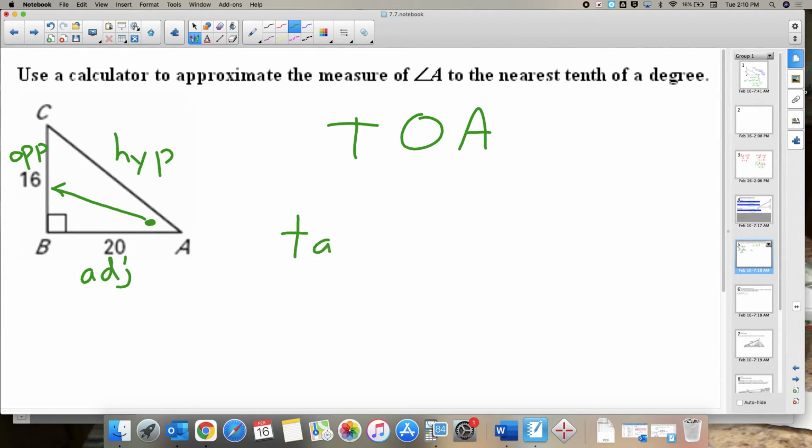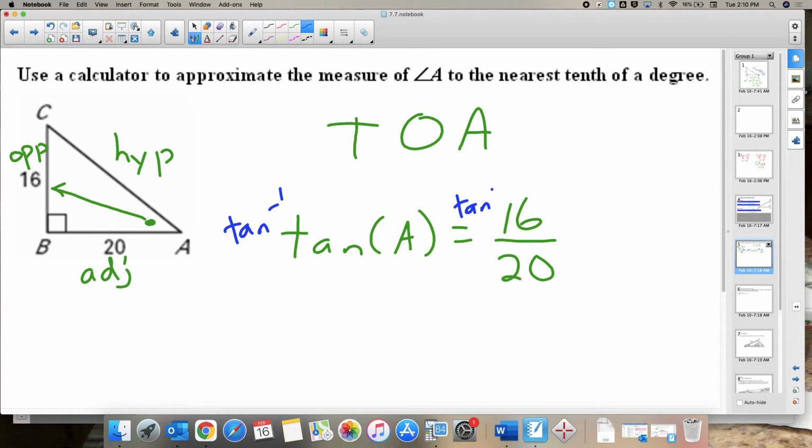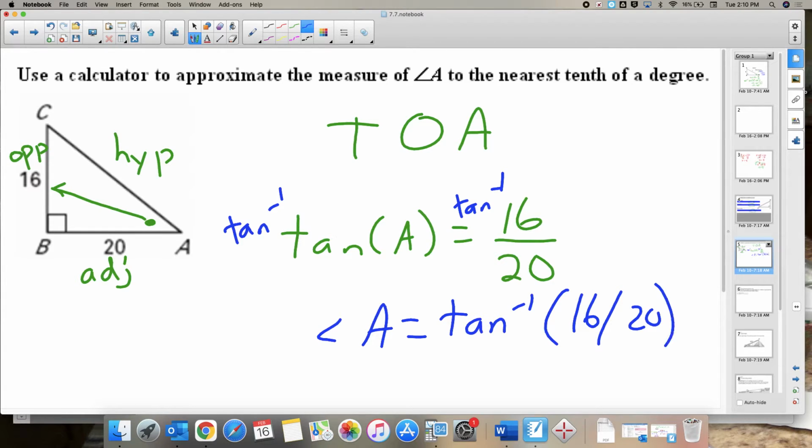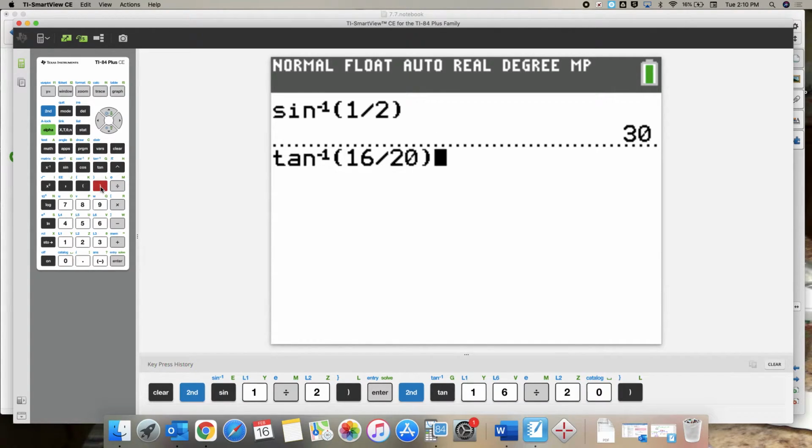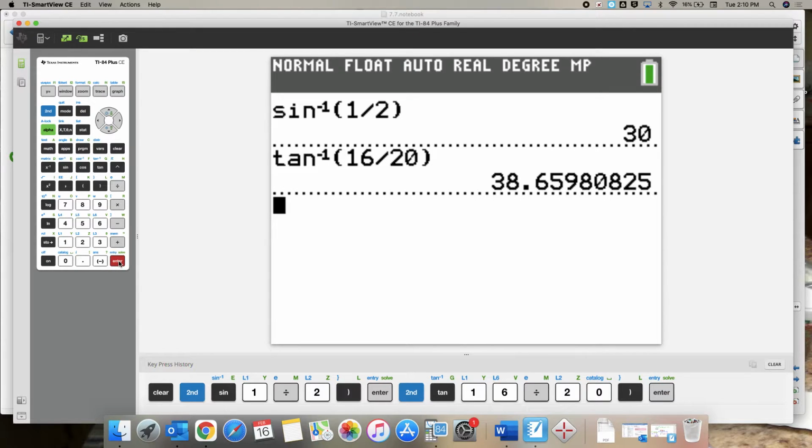So I'm doing the tangent of angle A equals 16 was opposite, 20 was adjacent. So I need to take the tangent inverse of both sides. We get angle A will equal the tangent inverse of 16 over 20. Once again, this is where you just need your calculator. We're going to do second tangent of 16 divided by 20. We get 38.66 degrees.